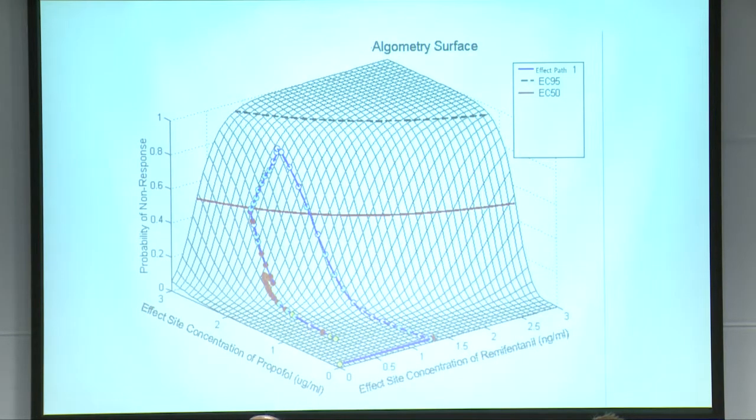Algometry is a pressure piston placed on the tibia, on the shin bone, and at 50 psi represents a stimulus that's quite equivalent to postoperative pain. And this is a colonoscopy where the user took the concentration up here to about maybe an 85% probability of not responding to algometry, which was sufficient analgesia to block the response to colonoscopy and result in a comfortable procedure for the patient.